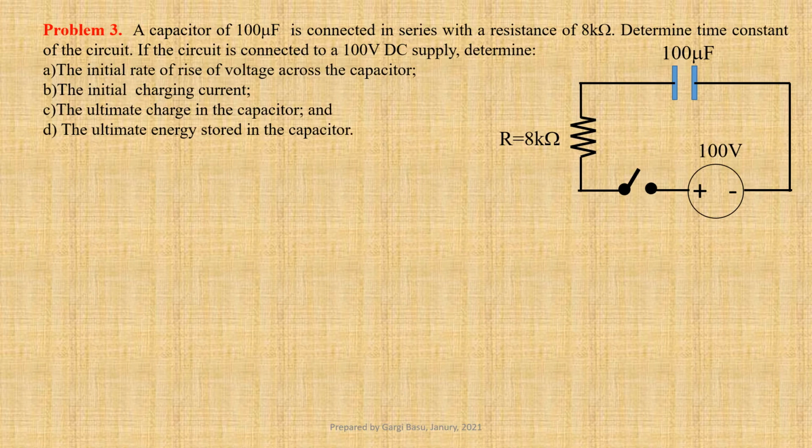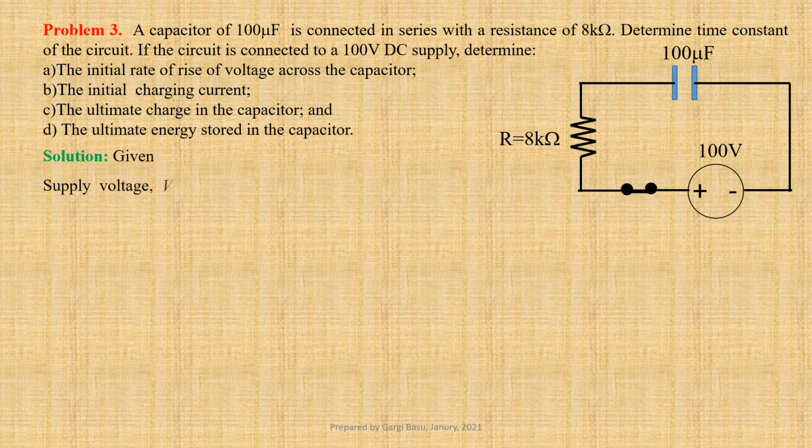Problem number 3. A capacitor of 100 microfarad is connected in series with a resistance of 8 kilo ohm. We have to determine the time constant of the circuit. If the circuit is connected to a 100 volt DC supply, we have to determine the initial rate of rise of voltage across the capacitor, the initial charging current, the ultimate charge in the capacitor, and the ultimate energy stored in the capacitor. Let us first jot down the data given.